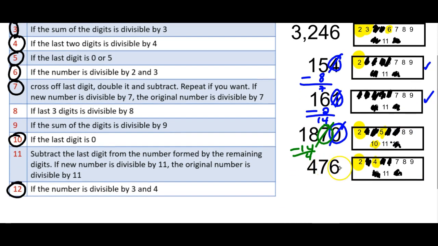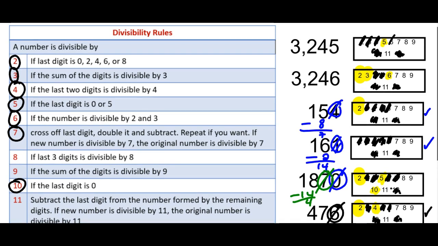Let's look at this one. Cross off the last digit, double it, and subtract. I get 35. Will 7 go into 35? It will. So I know that 7 will go into 476. And if you want, you can pause the video, try these two up here at the top, and see if 7 will divide those.